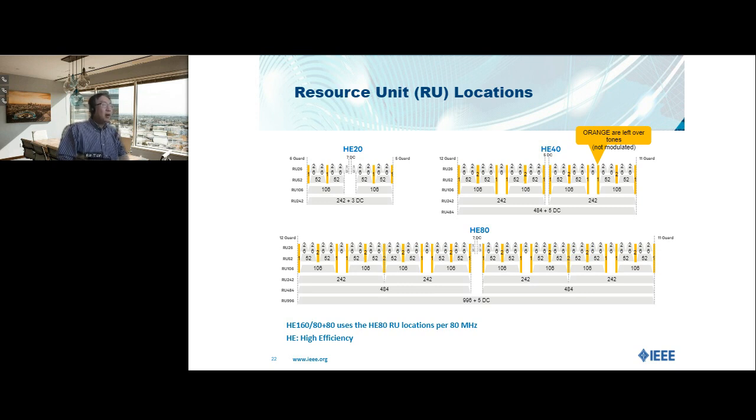The similar thing I showed for HE40. Now you have more RU26, RU52, RU106, RU242, and RU484, which is a 40 MHz PPDU RU, and the RU996. This gives an overall idea of how these tones are located. And also for the HE160, RU2x996, I didn't draw it here. It's essentially the same as HE80 duplicated for the other 80.